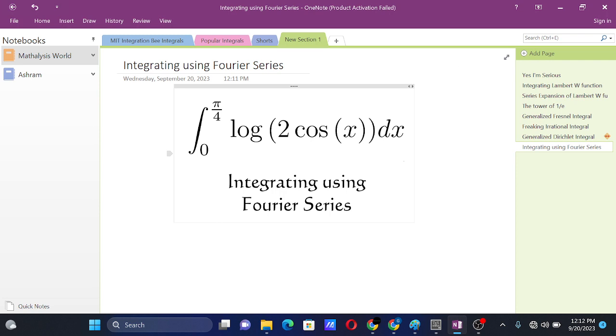In one of my earlier videos, I have proved the Fourier series for log of 2 cos x. I think its name is Interesting Sums by Dr. PM, and the card is over here.